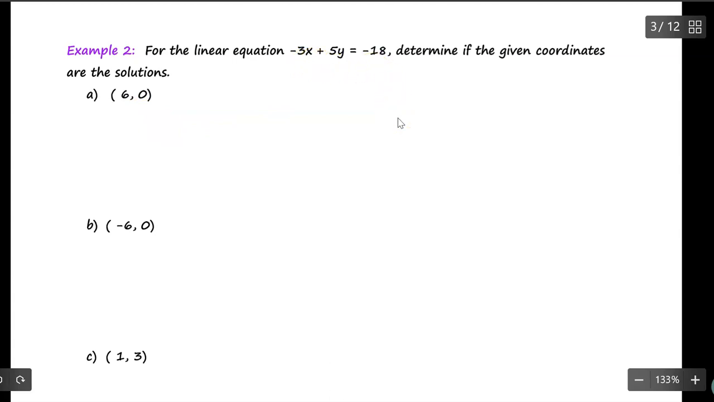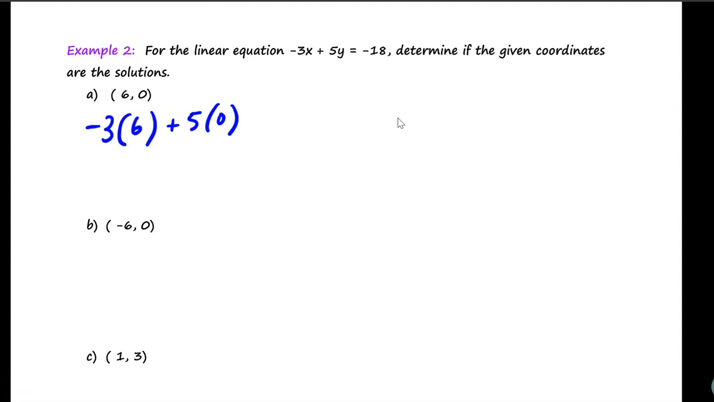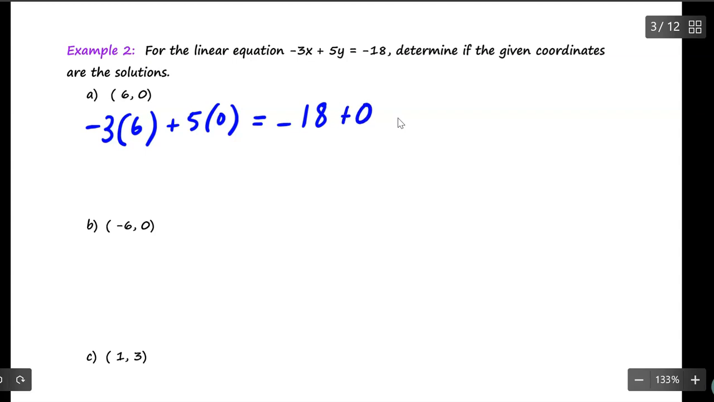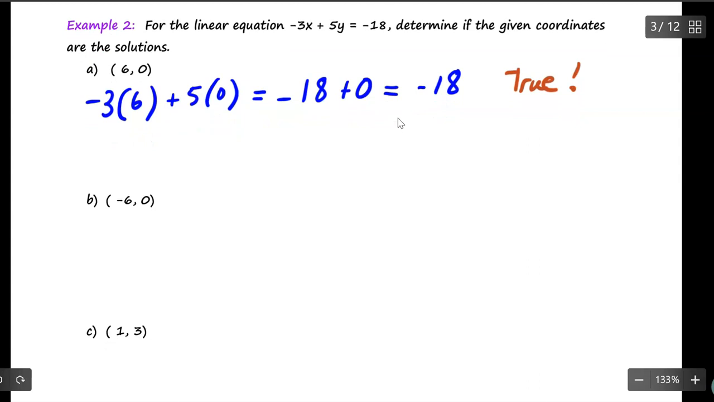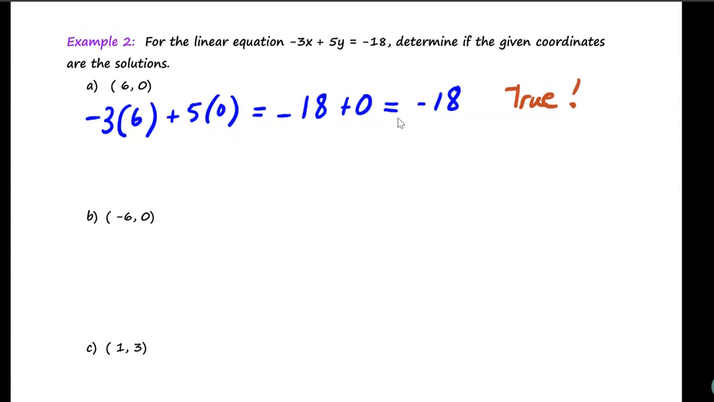Okay, so I will put in negative 3, and then where the x is, I will write 6, and plus 5 times 0. What is it equal to? So negative 18 plus 0, so equal to negative 18. So this one is true. The true one is actually the solution for this equation. Now negative 6 and 0.